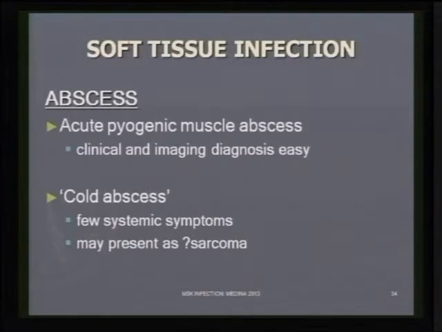where the classical clinical findings are not there. So usually it's a typical clinical imaging diagnosis, a painful, swollen, red limb with the appropriate imaging. But when we have a cold abscess with very few systemic symptoms, it can present clinically as a sarcoma.